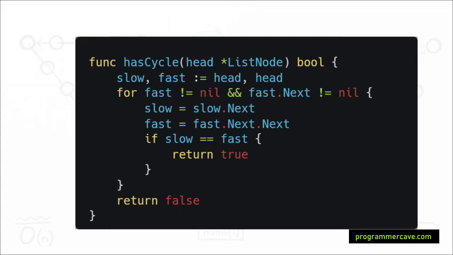Let's look at the actual code for this and go. See how simple it is? It's really elegant. You've got your slow and fast pointers starting at the head, and then inside the loop, slow moves 1 step, fast moves 2. The most important part here is that for loop condition: fast not equal to nil and fast.next not equal to nil. This is our safety net. If there's no cycle, the fast pointer will eventually hit the end, and one of these conditions will become false, stopping the loop. Without that check, our program would crash. And of course, if slow equals fast, we found it.